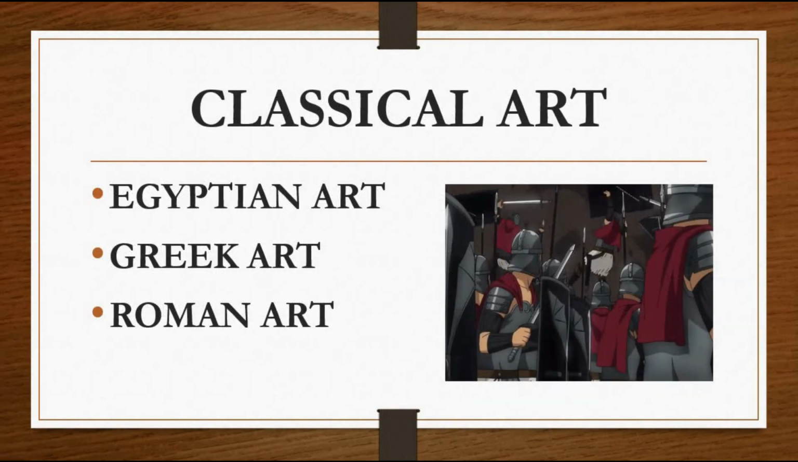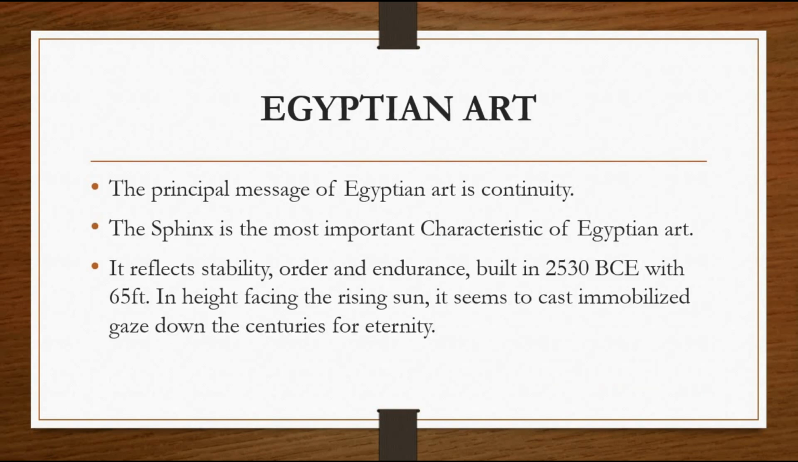What are the categories under classical art? First, we have the Egyptian art, followed by the Greek art, and then finally the Roman art. First, we have the Egyptian art.